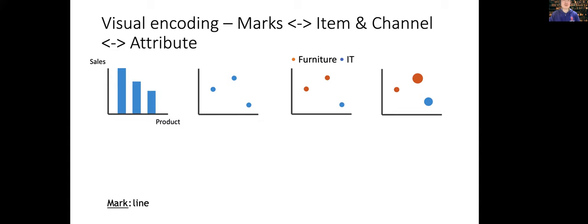And so we can see that this one and this one show exactly the same items and attributes. We have these three items, or three products. For each product, we're showing the sales and product name. These two just map to different marks. And actually the channel is the same as well, the X and Y positions.